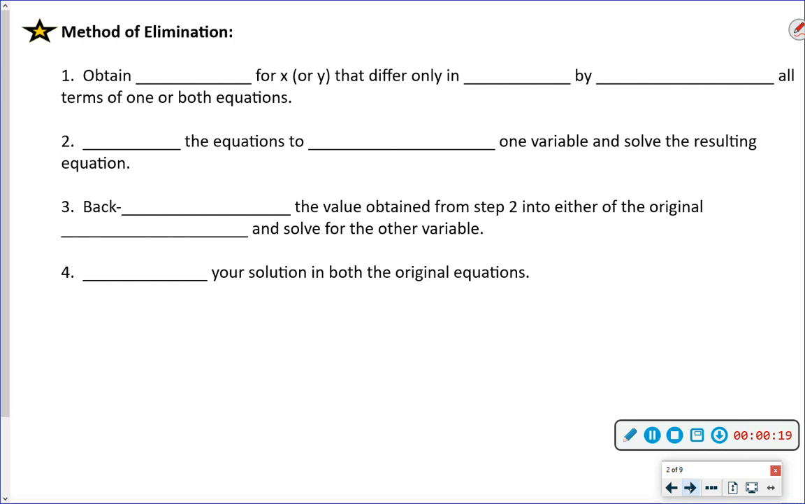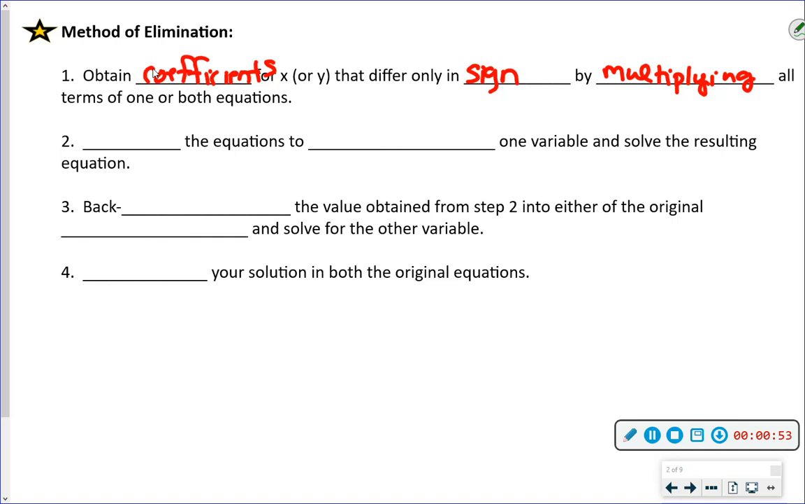than substitution. Get a little technical here. We need coefficients. Now remember, coefficients are the numbers in front of the variable that differ only in sign. So you want like a positive 5x and a negative 5x. And how we get this to happen is, of course, by multiplying all terms of one or both equations.